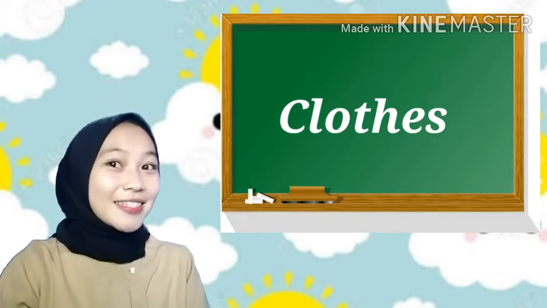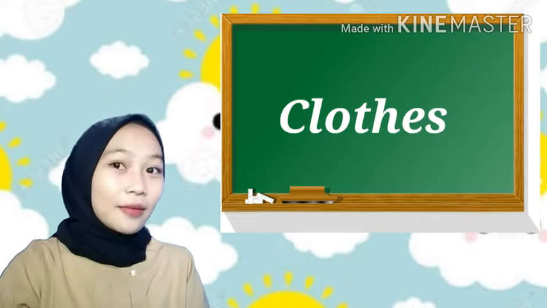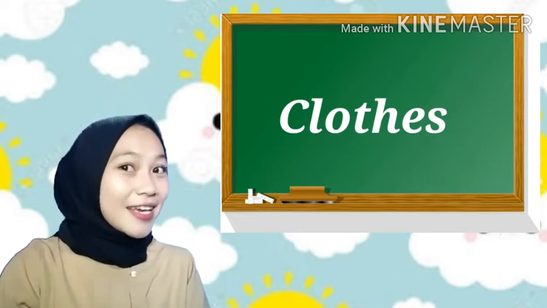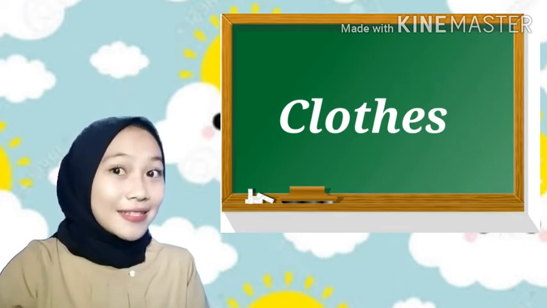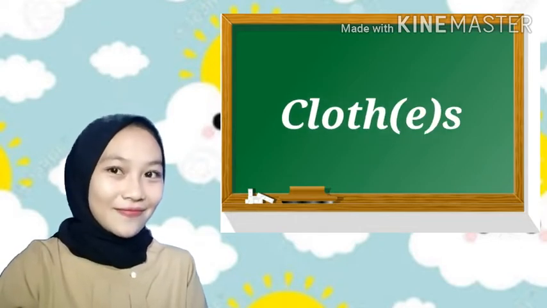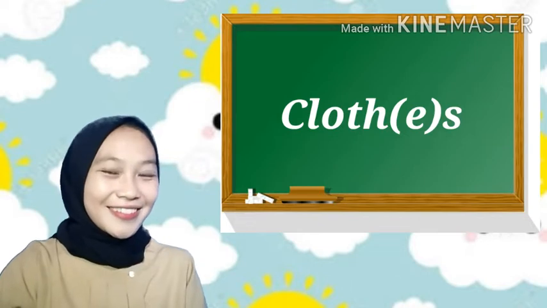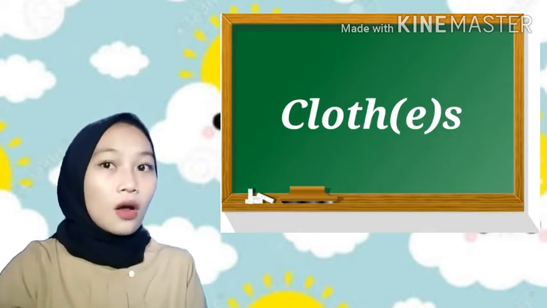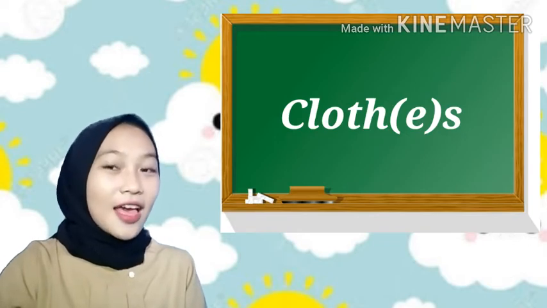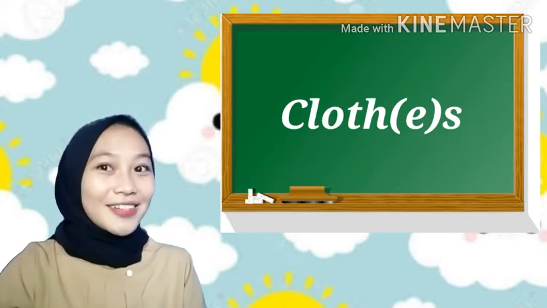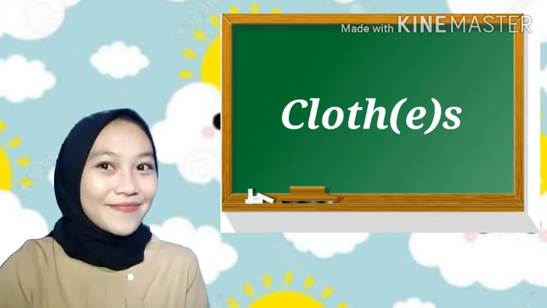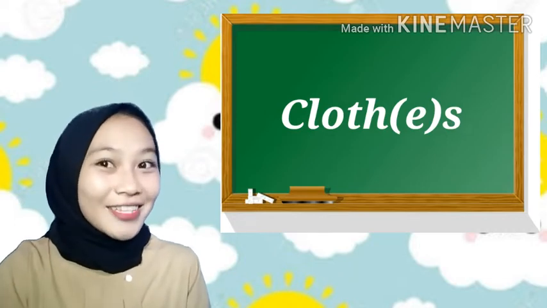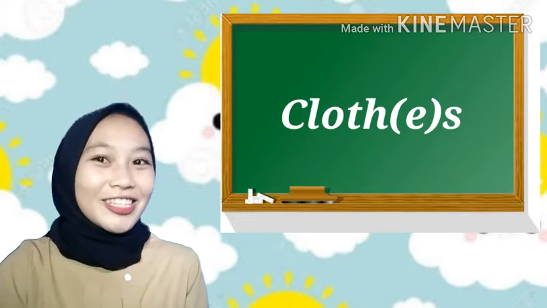Clouds. In this word, there is only one syllable. The E is silent, and the D and S make a sound. Clouds. Not clouds or clouds, but clouds. Can you repeat after me? Clouds. One more time. Clouds.